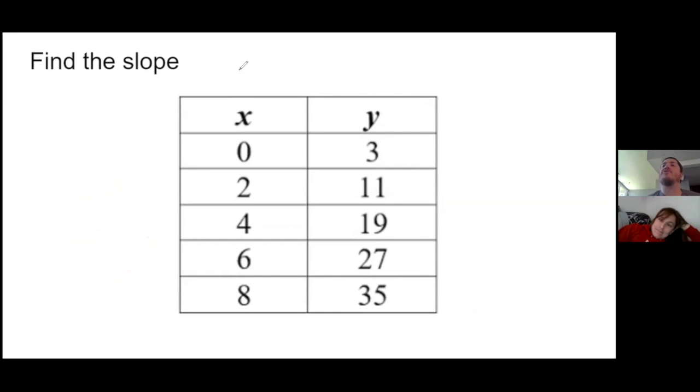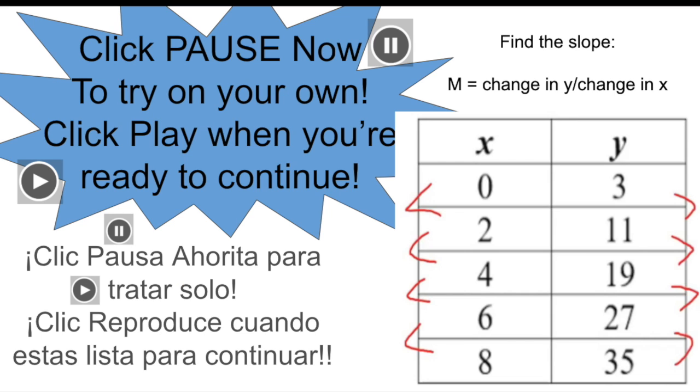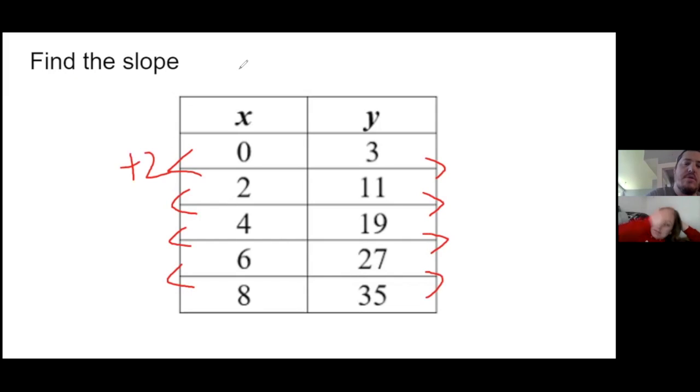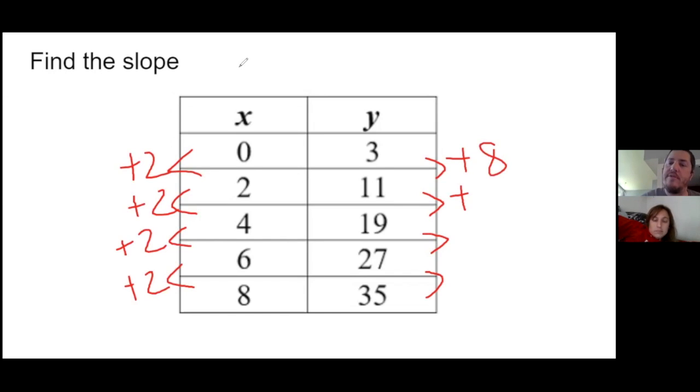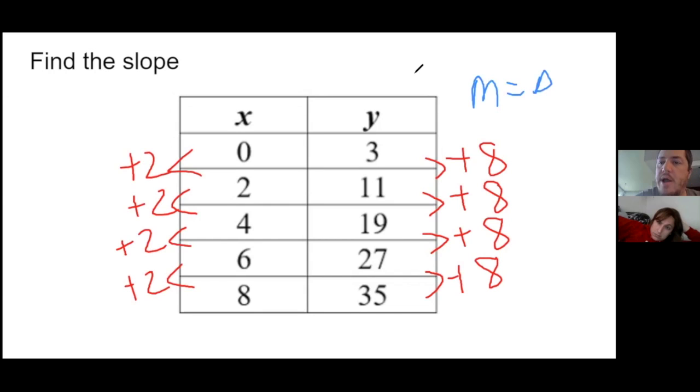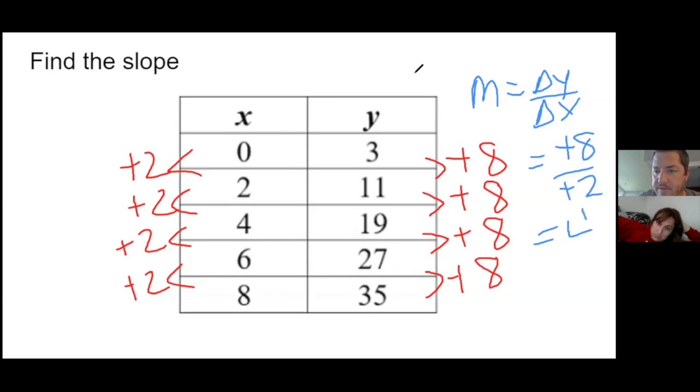Okay, now this is going to be one of those ones where it's going to reduce, but it's going to be a different number than 1 on the bottom. So make sure you put the answer in your calculator. So plus 2, plus 2, plus 2, plus 2, plus 8, plus 8, plus 8, plus 8. So the slope, change in y over change in x, positive 8 over positive 2. Type that in your calculator. 8 divided by 2 is 4.